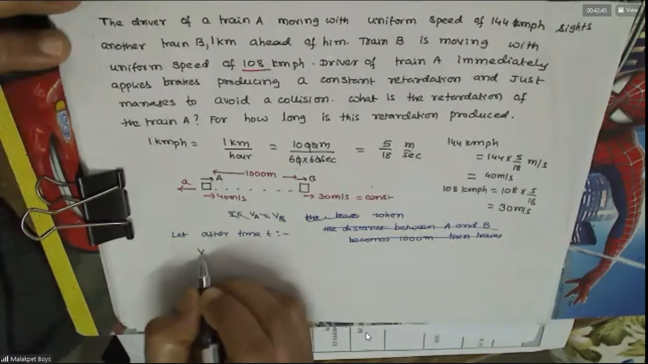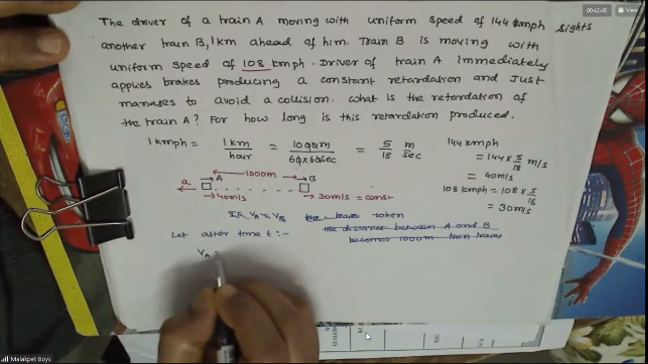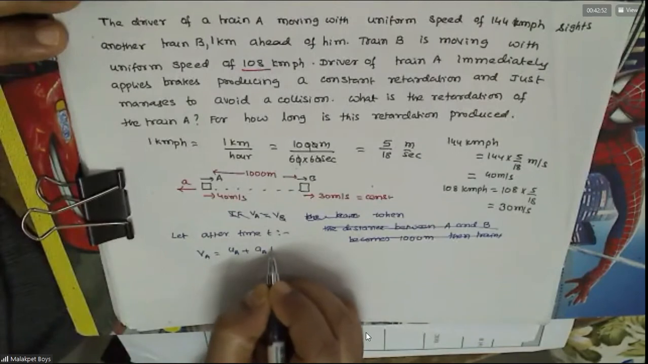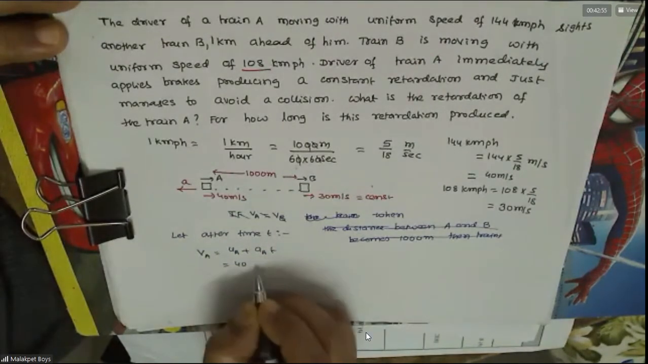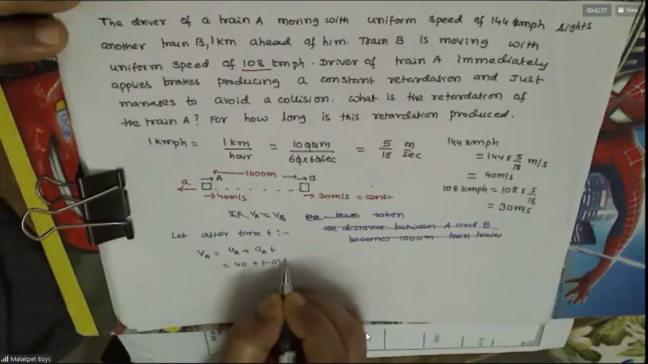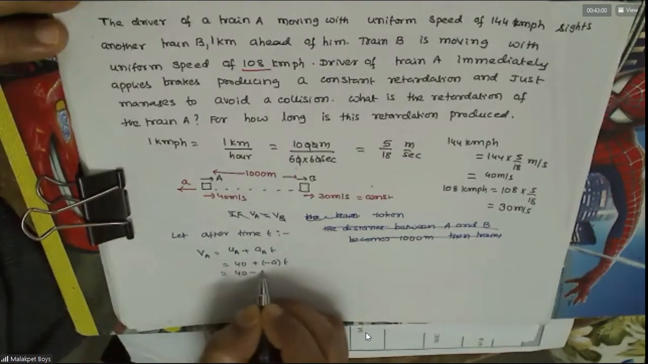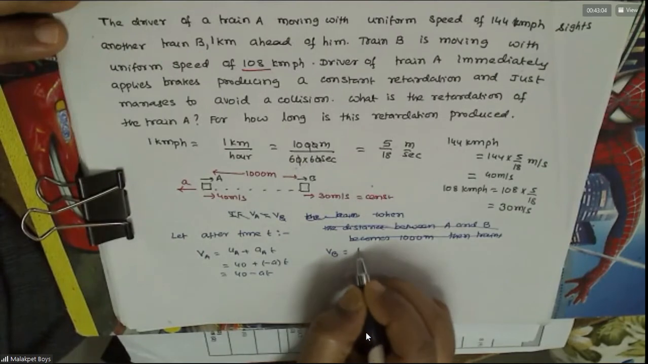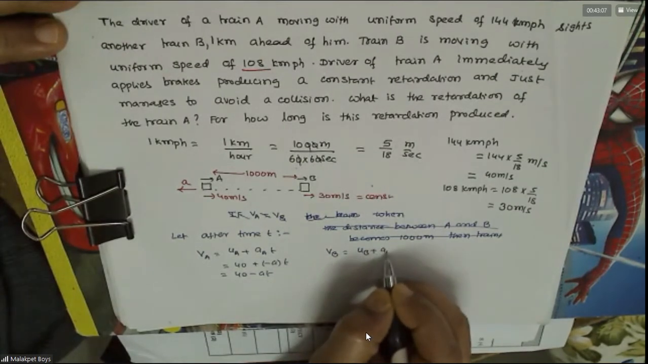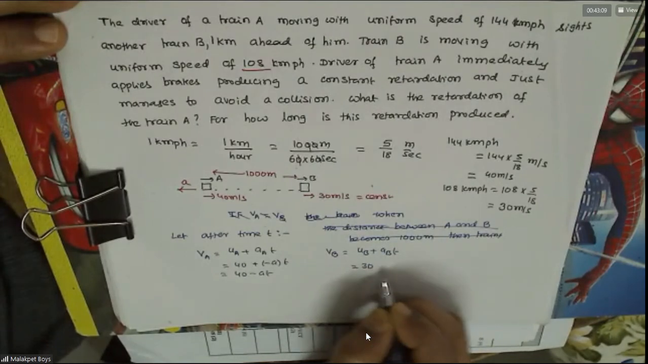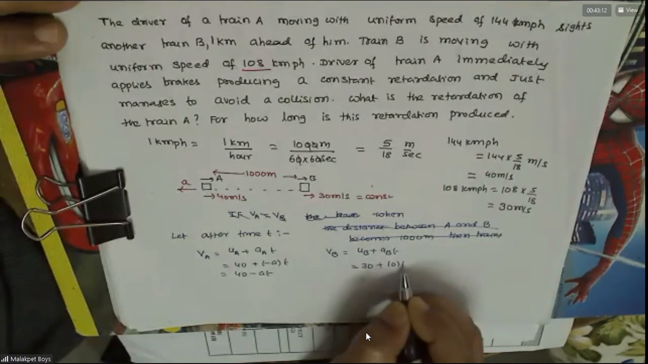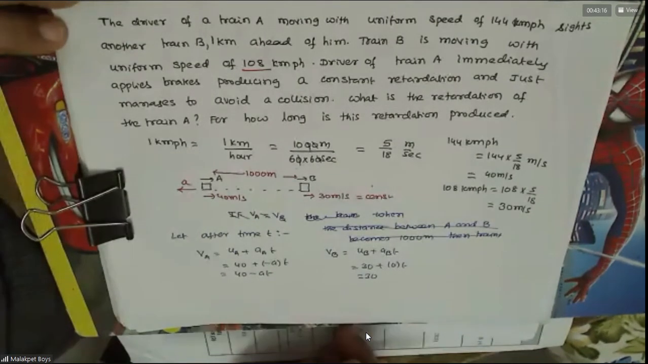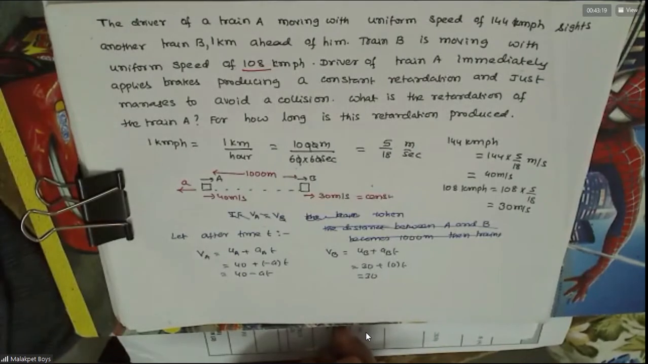We are having velocity of A. We agree with this? VB is also UB plus ABT. That is 30. Do you agree with this till here?